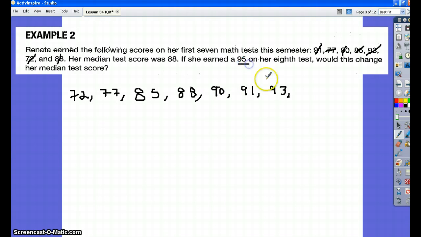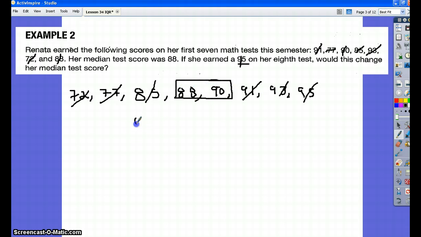And then she made a 95 on her 8th test. So there's 7. Here's 8. So just make sure 1, 2, 3, 4, 5, 6, 7, 8. Okay, we have all of them. So there's 95 right there. So what we do is we just count to the middle. What I like to do is just start crossing off. Cross off one on this end, and one on this end, one here, until we're left with a middle number, or in this case, two middle numbers.